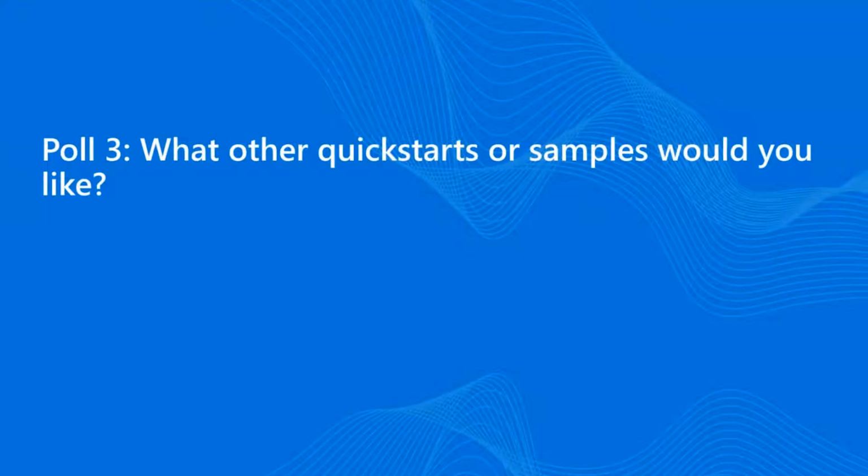But I'd like to pose a quick question to the audience here. What other quickstarts or samples would you like to see? If there are any scenarios on top of your mind, please type them in the chat window. We're starting to see a few responses coming in. Token cache and how to get tokens silently. A more complete web app rather than a simple hello world app.